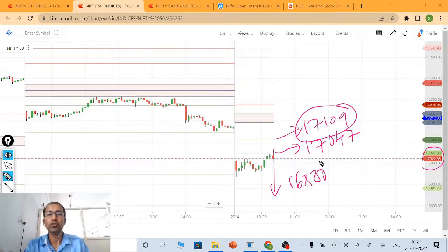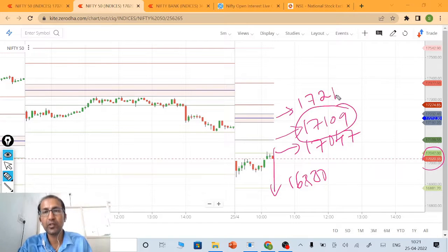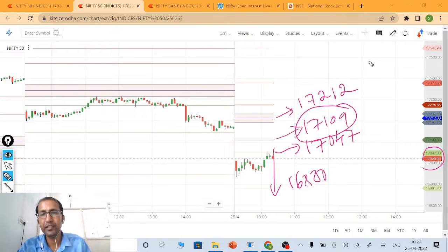Both on Nifty and Bank Nifty, better to sell on rise, and the pivot is at around 17,212. At that level there will be very high resistance. My view is sell around 17,100 for a target of 16,880. So this is the view for Nifty and Bank Nifty.